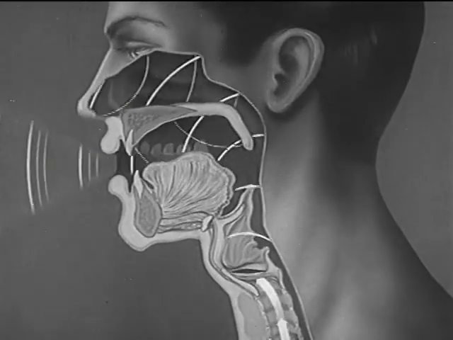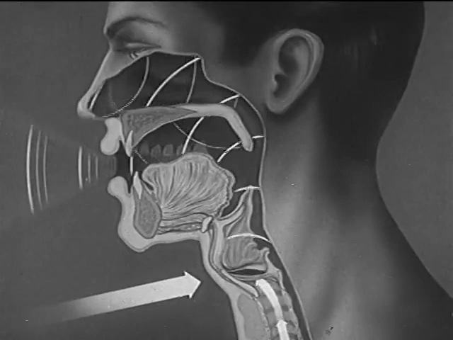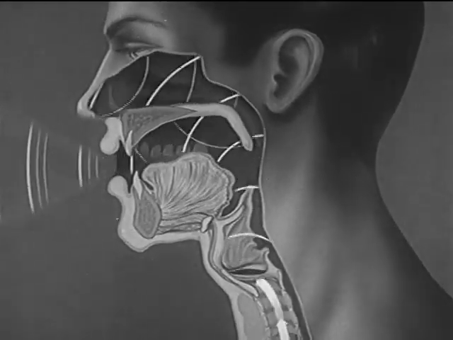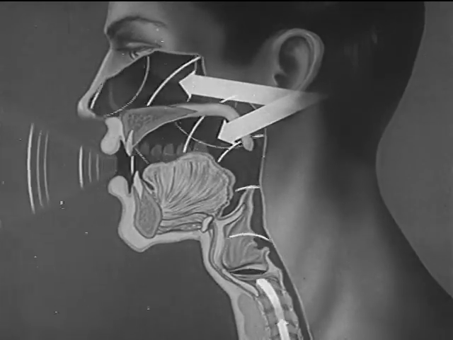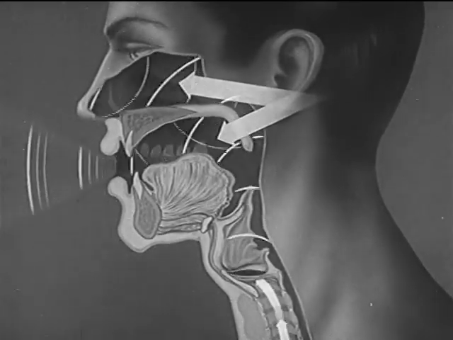Here, sound waves result from vibrations of air that start in the vocal folds of the trachea. These waves are reflected back and forth in the cavities of the mouth, nose, and head, thus producing the complex sounds of speech and song.